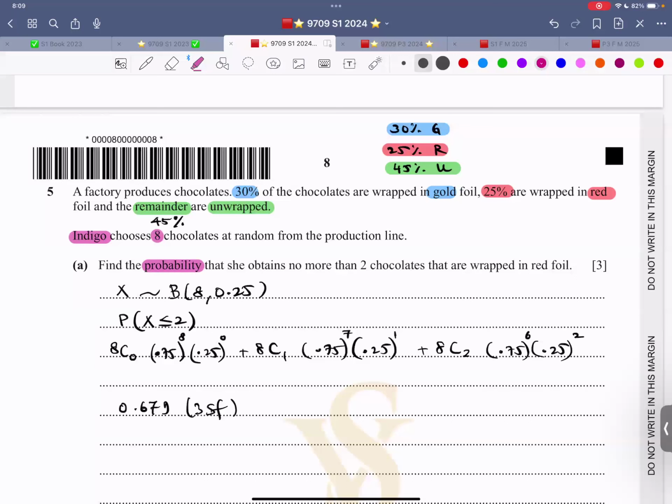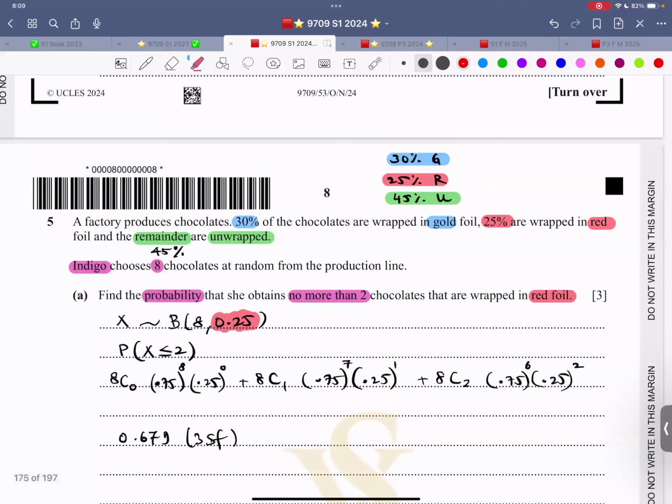Find the probability she obtains no more than 2 chocolates that are wrapped in gold foil. So now the probability of success is this gold, that is 0.25. This first part is about simple binomial, nothing special. Right now, it looks like a binomial distribution question. Maybe it will convert to geometric. Maybe something else. Let's see.